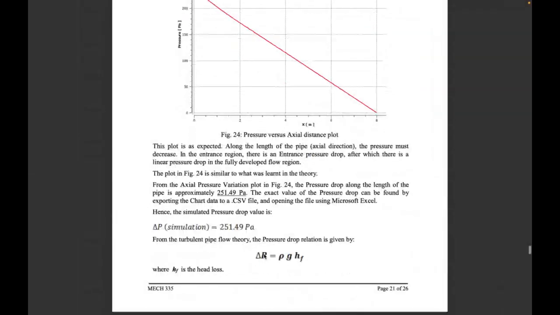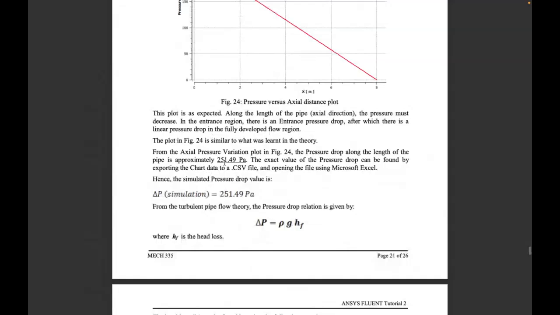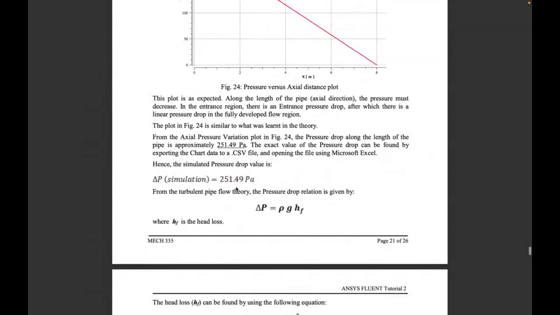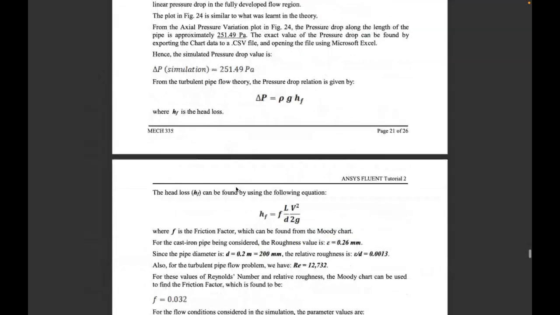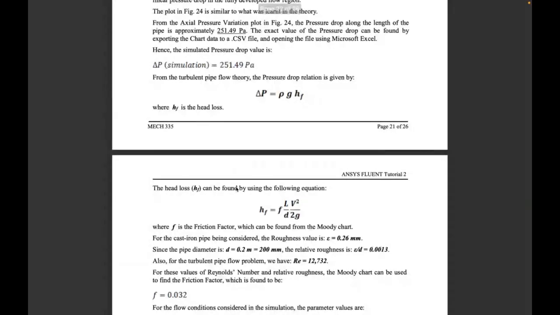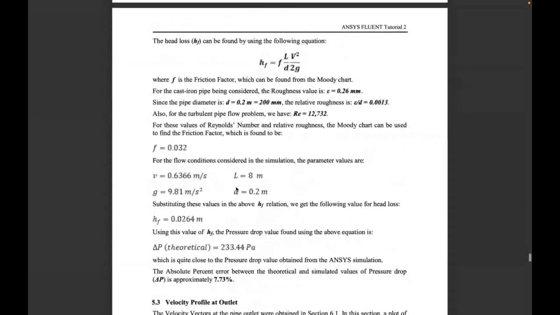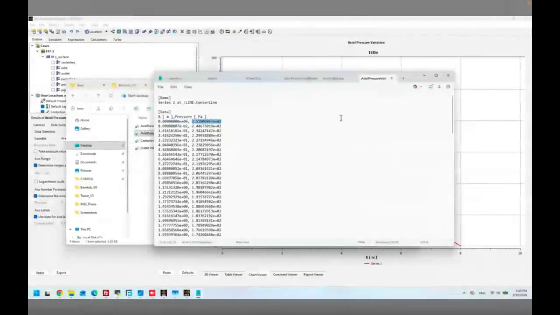25149. So here we see that we get results close to the simulation, but the theoretical is 233. So you need to compare with the theoretical by getting it from the equations that he is doing now, and then calculate the absolute percentage error, and you have to include this in your report.